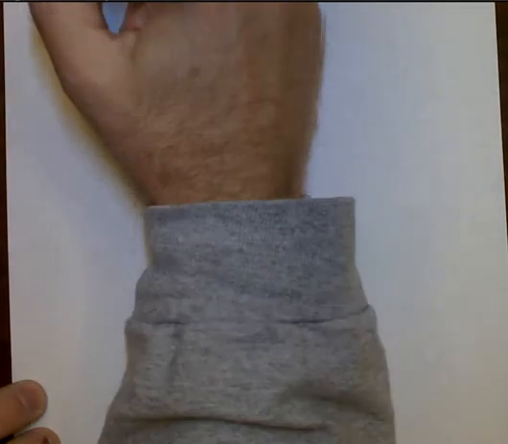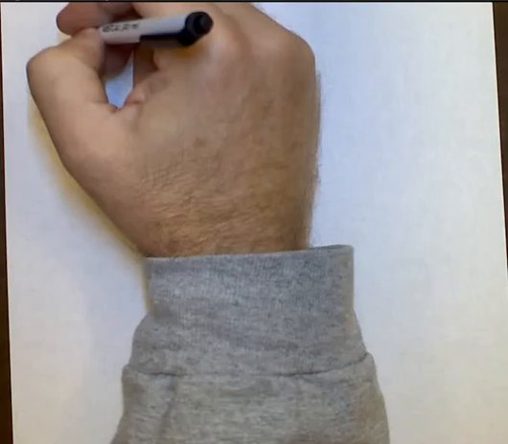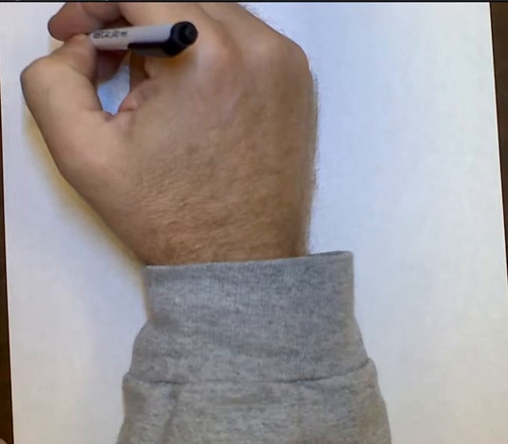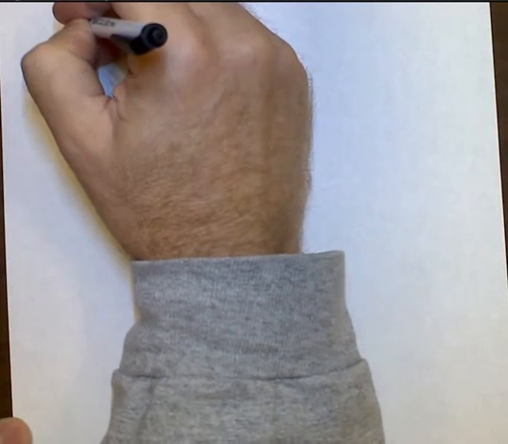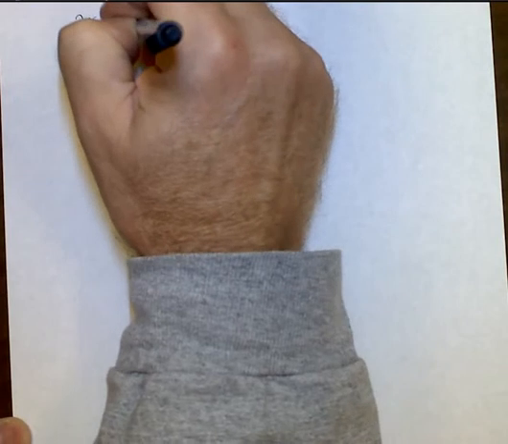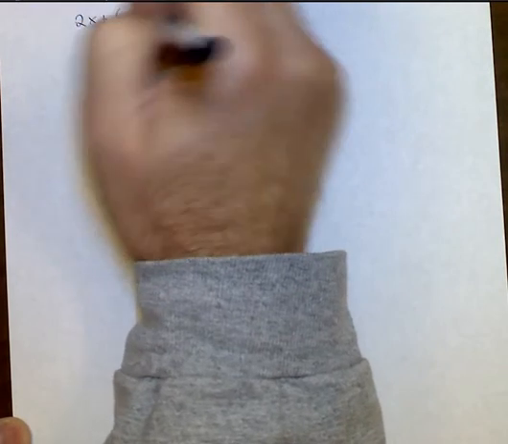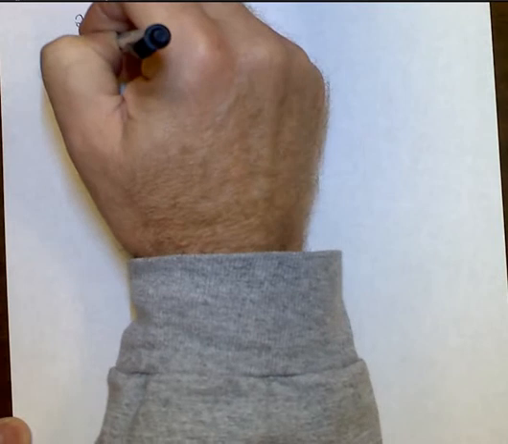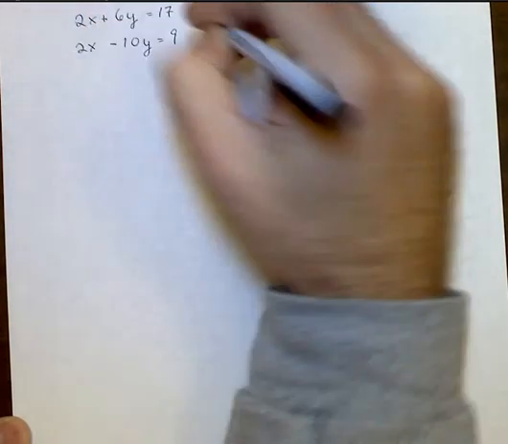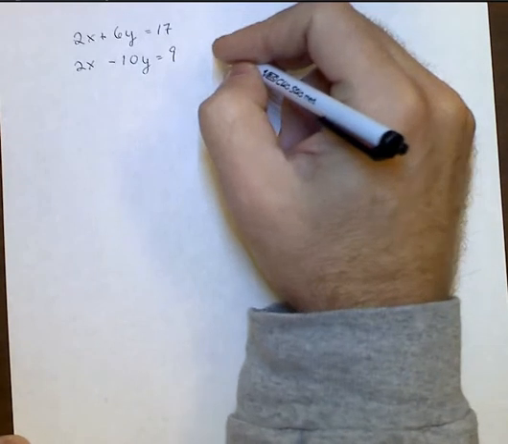All right, the second way that we solve linear systems is through an approach that we call elimination. In a different video, I showed you how to solve them using substitution. The second way is elimination. So let me write an equation for you. 2x plus 6y equals 17, and 2x minus 10y equals 9. Okay, so here are two equations, and we're going to solve this.